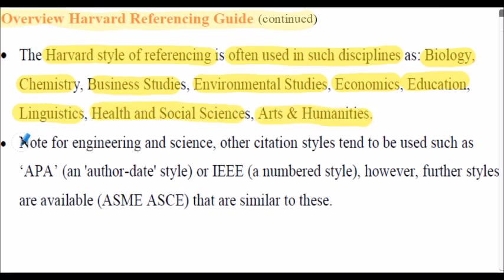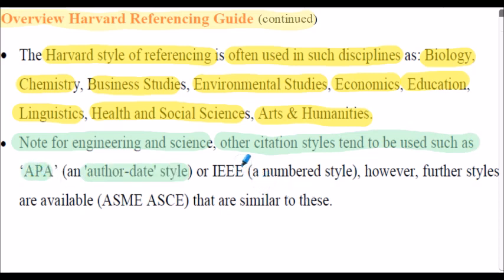Now note for engineering and science, generally other citation styles tend to be used, such as APA, an author date style, the IEEE style, it's a numbered style, and still further styles are available, which are similar, and all such styles can be used within, for example, technical engineering journal articles, within engineering reports, etc.